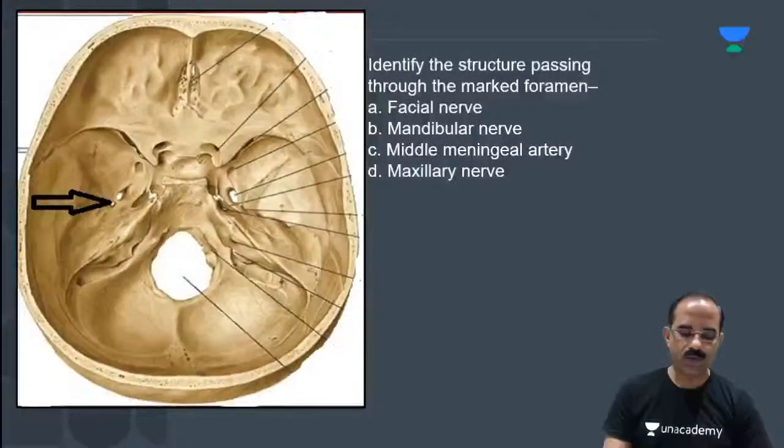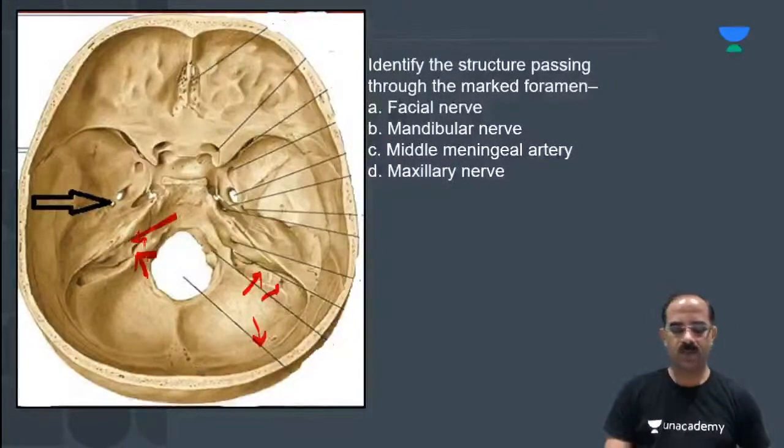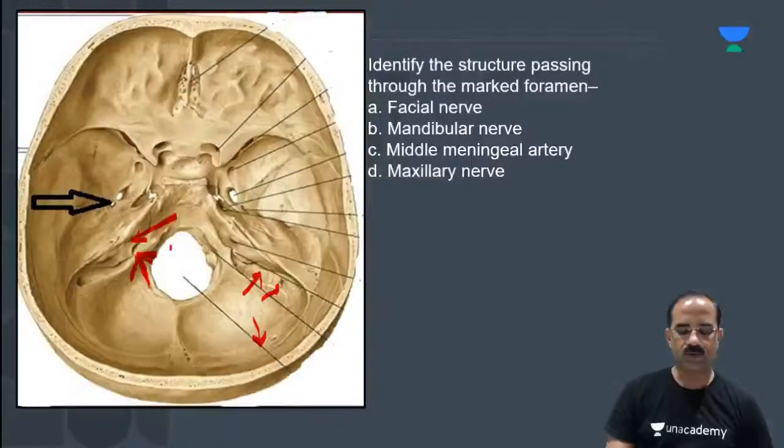Right, tell me students, what is this foramen? This is the jugular foramen. This is the groove for the transverse sinus. This is the groove for the sigmoid sinus. And this is the jugular foramen. Here is the internal acoustic meatus. This is the internal acoustic meatus. This is the jugular foramen.